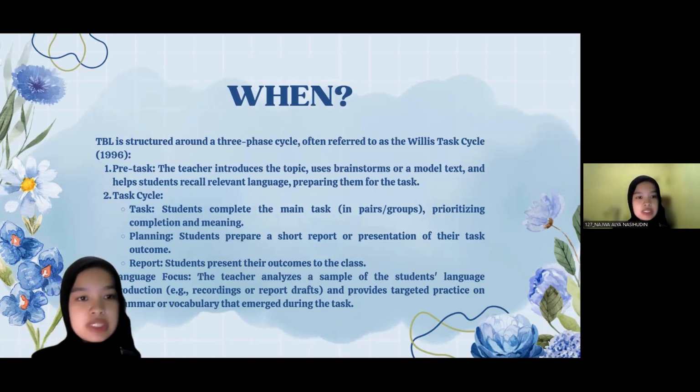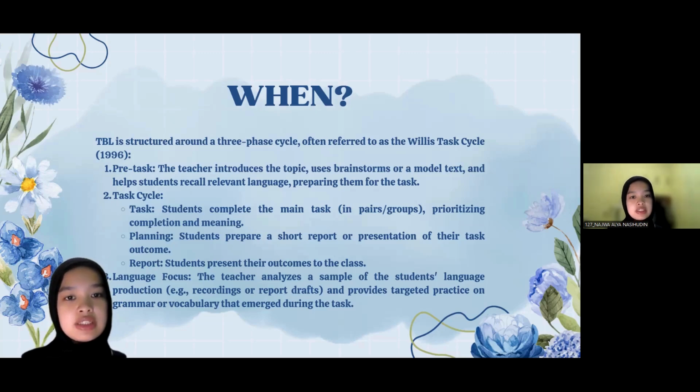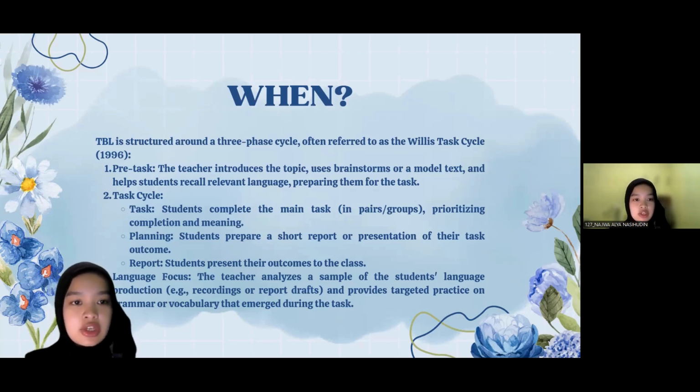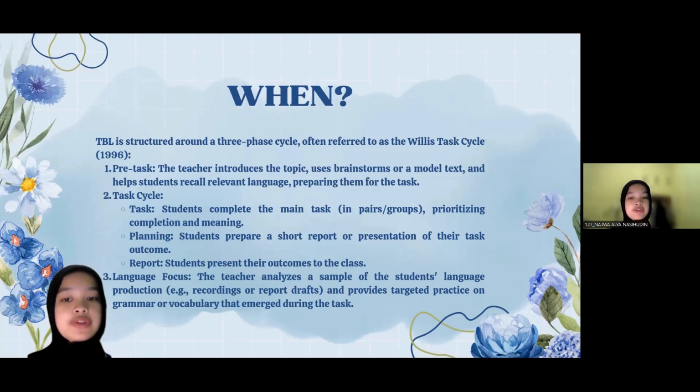The first one is pre-task. The teacher introduces the topic, uses brainstorming or a model text, and helps students recall relevant language and prepares them for the task. The second one is task cycle. There is the task, where students complete the main task in pairs or groups, prioritizing completion and meaning. And then planning, where students prepare a short report or presentation of their task outcome. And then the last one is report. Students present their outcomes to the class.